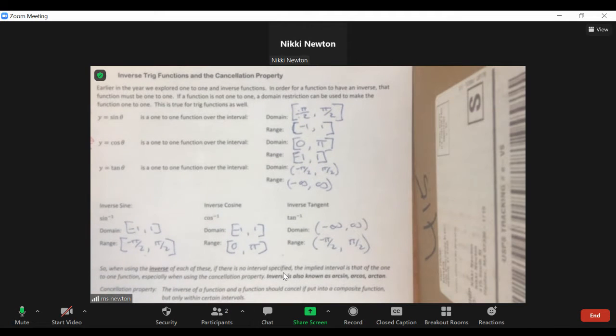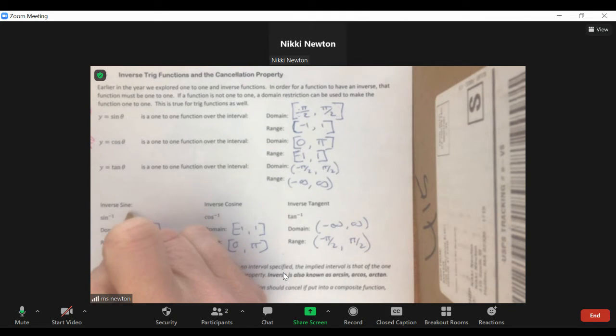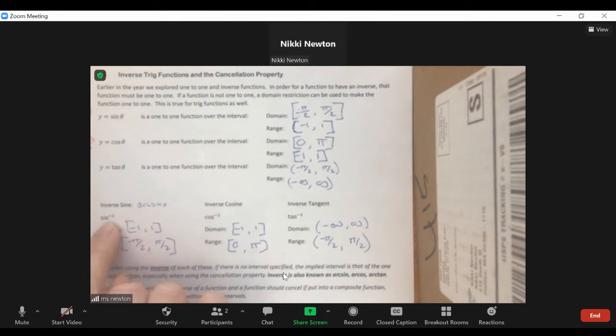All right, continuing with the notes. Inverse sine would be sine exponent -1. Remember, that doesn't mean reciprocal. That's the inverse notation. And a different way to write inverse sine is arc sine. So that means inverse. It's just a notation.